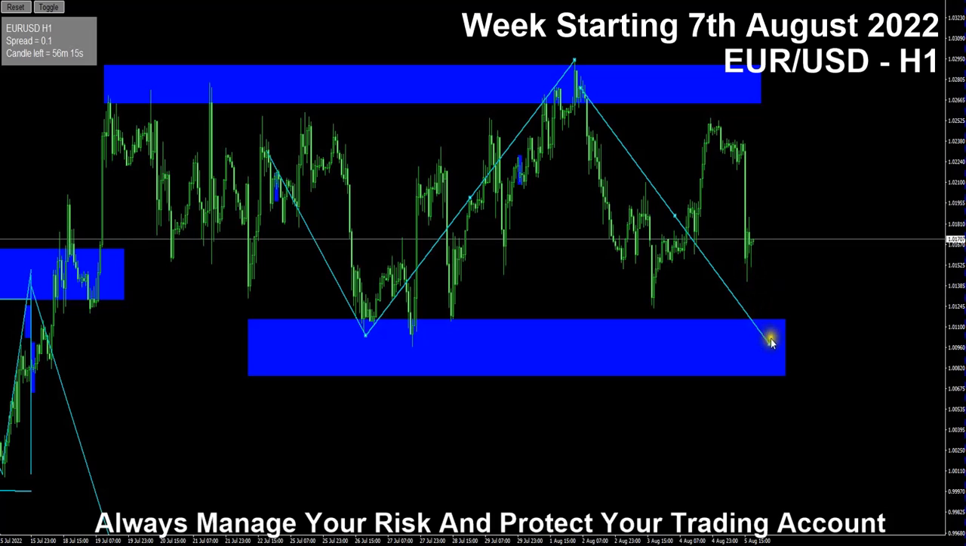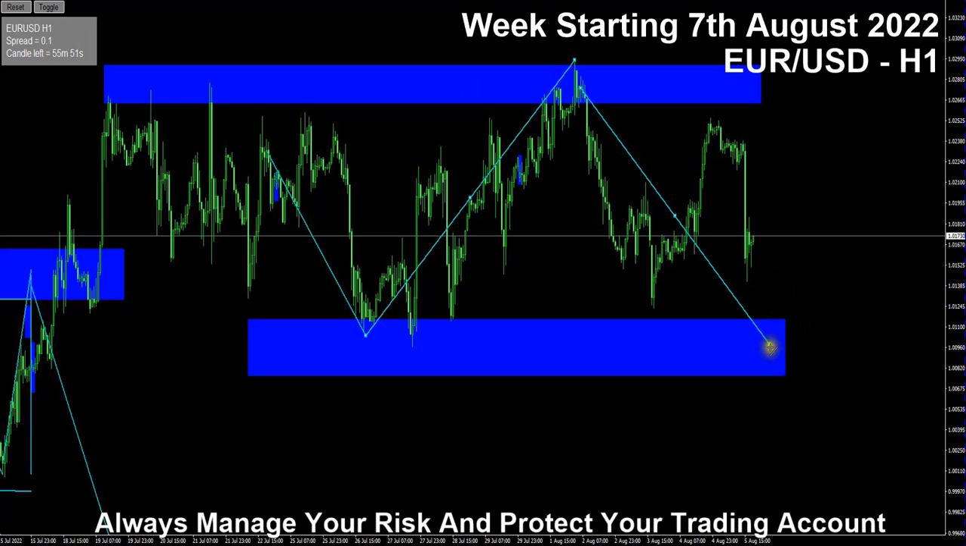So that can happen down here, and of course it can happen at the top here. So it looks like at the moment it's heading downwards. If it gets to this area next week, we're going to keep a really close eye on it and see if price will stall and give us a reversal. And then of course we're able to buy the market.